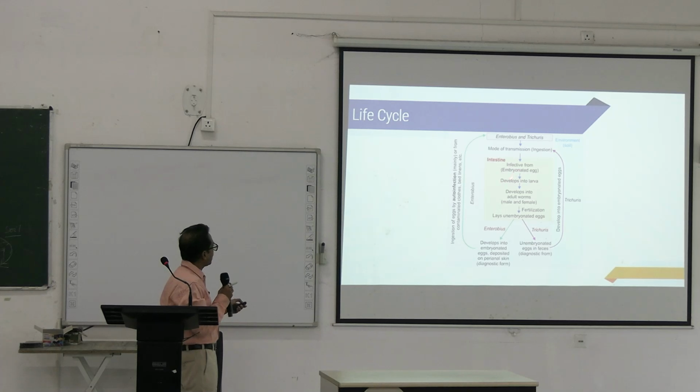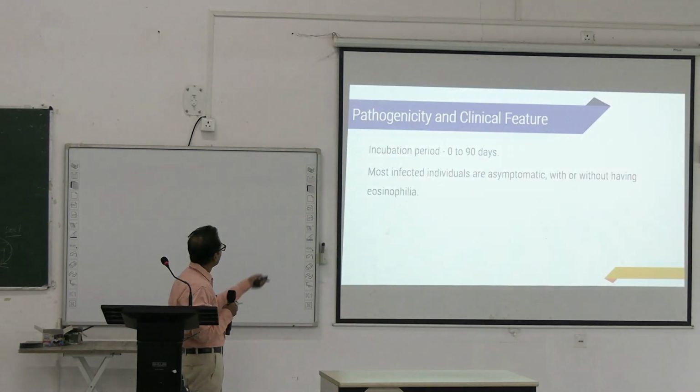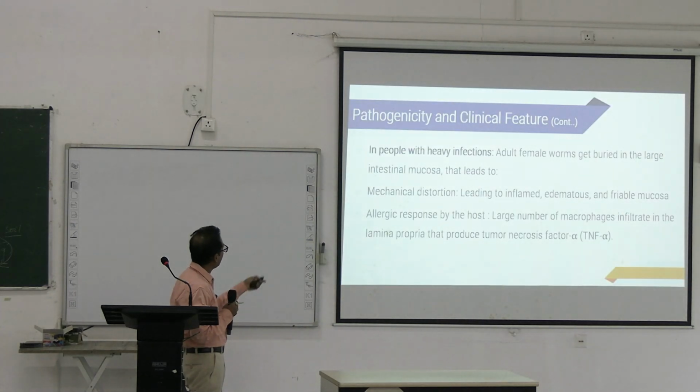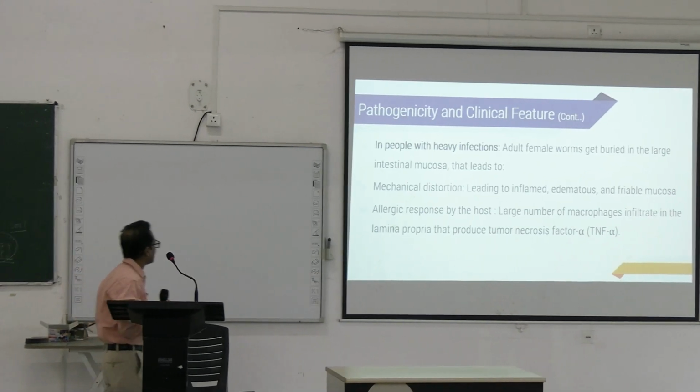You can see the infective form is the embryonated egg. The embryonated egg develops into larva, then into adult worms, with fertilization and male-female. The unembryonated egg in the feces is the diagnostic form, but in Enterobius, it is the embryonated egg. The life cycle is simple for Trichuris. Incubation period is 0 to 90 days. There is eosinophilia. Adult female worms get buried in the large intestinal mucosa.